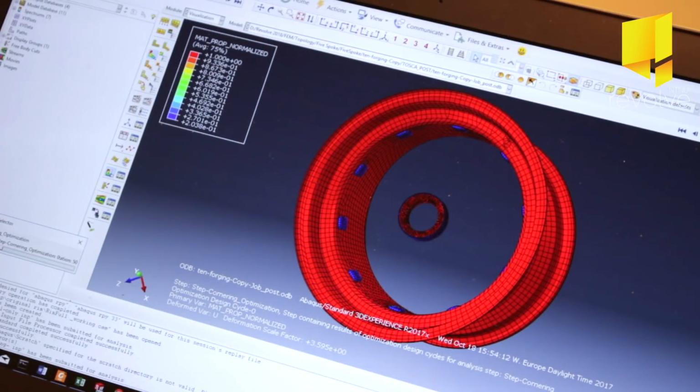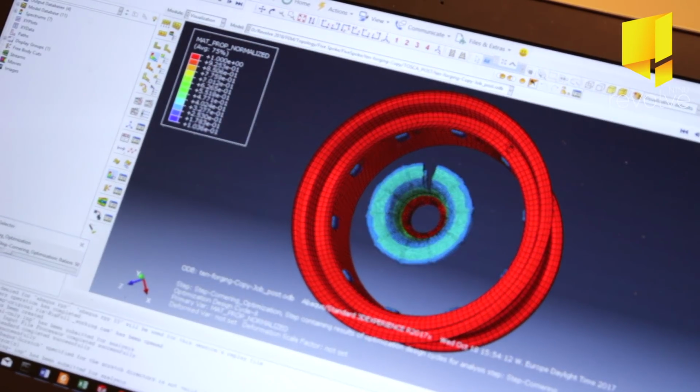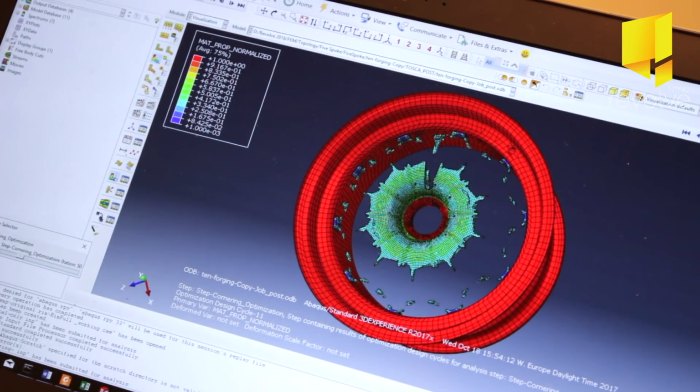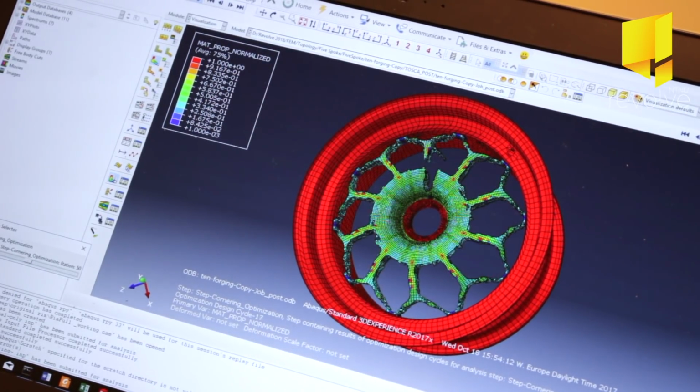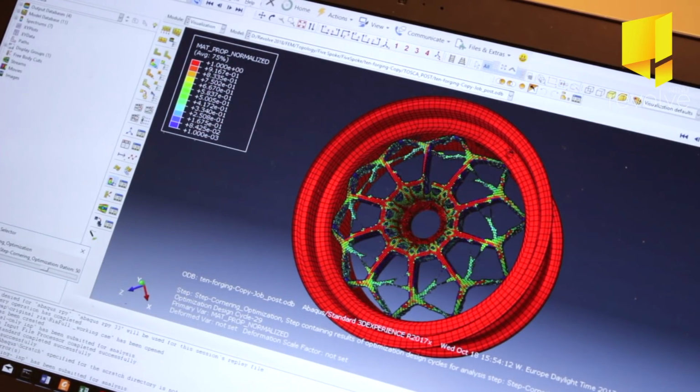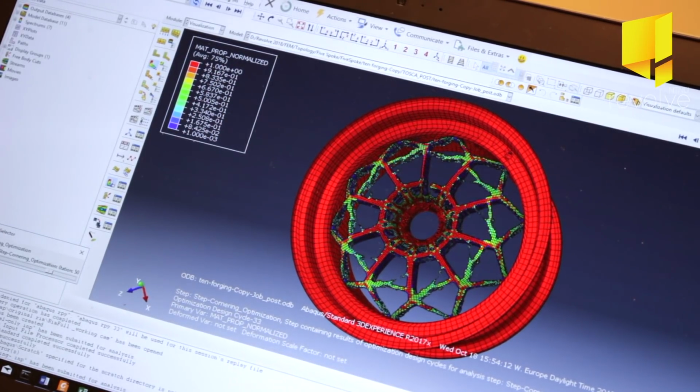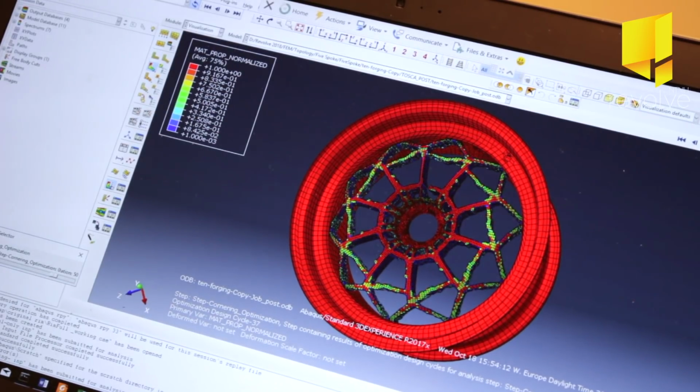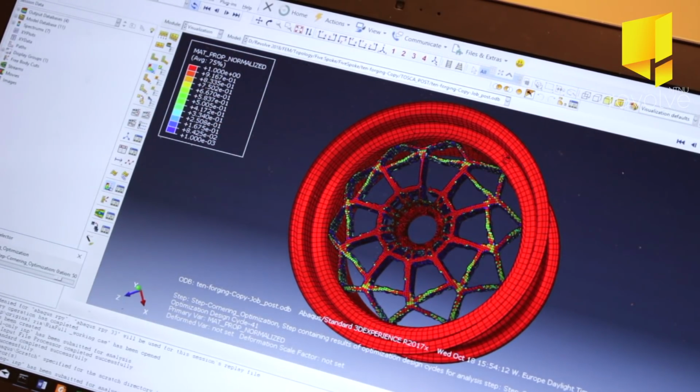The other one is topology optimization. This is also a plugin module to Abaqus. What the topology optimization does is to help us find an optimal geometric solution given our design criteria. So for example, we can specify that we want maximum stiffness for a given weight.